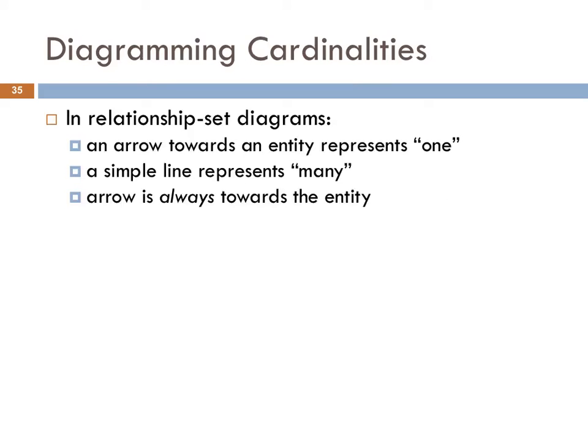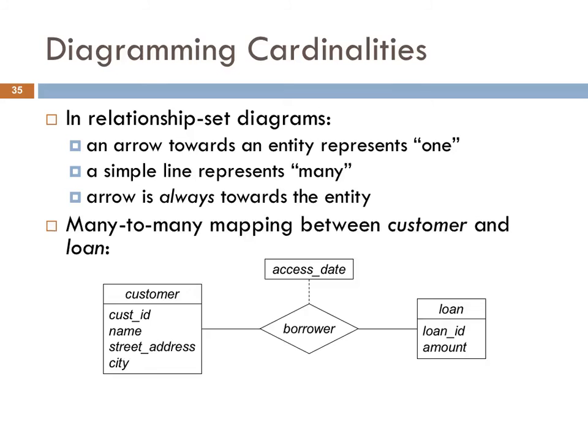So yeah, oh yeah, last thing to talk about. I guess we'll get through this really quickly. The way that you diagram mapping cardinalities is by putting arrows on the ends of these lines. So when you put an arrow on a line, you're saying one. It's like it's pointing to one entity. But if it's a line without an arrowhead on it, then you're saying many. Okay? So this is literally diagramming that there's a many-to-many mapping between customers and loans through borrower.